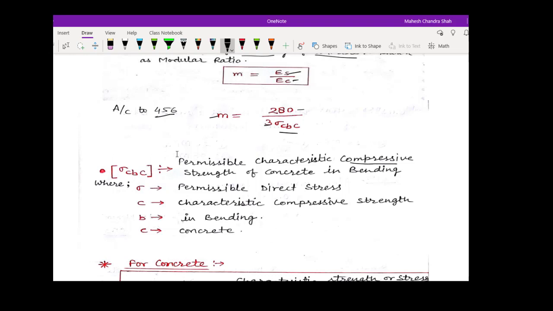Okay, and here we can easily learn this by notation: sigma is the permissible direct stress coming in the section, c stands for characteristic compressive strength, b is bending and c is concrete. So from the notation you can read out that sigma cbc is also known as permissible characteristic strength in bending compression.